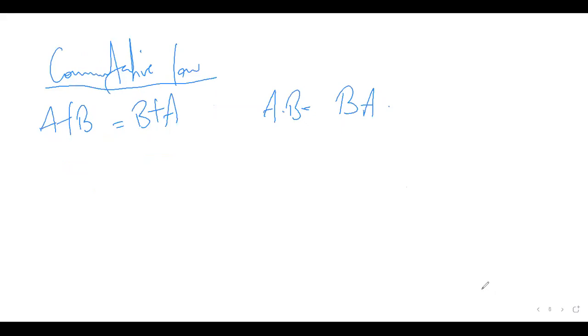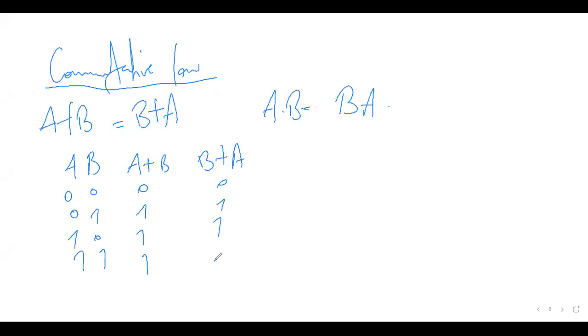Commutative law. A plus B is equal to B plus A. You can prove this using your truth tables. If I have 2 operators A, B, what is A plus B? What is B plus A? So if I have 2 inputs, 0, 1, 0, 1, 0, 0, 1, 1. What is A plus B? Here is 0, here is 1, 1, 1. What is B plus A? 0, 1, 1, 1. It sounds simple like this. A plus B is equal to B plus A.